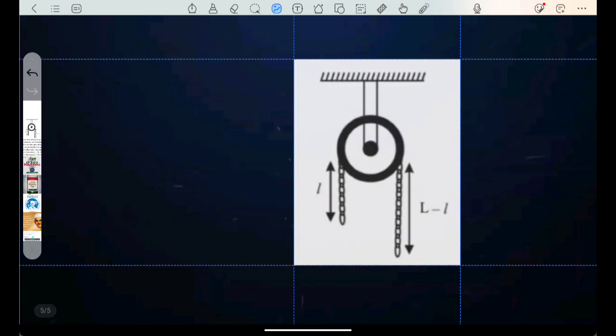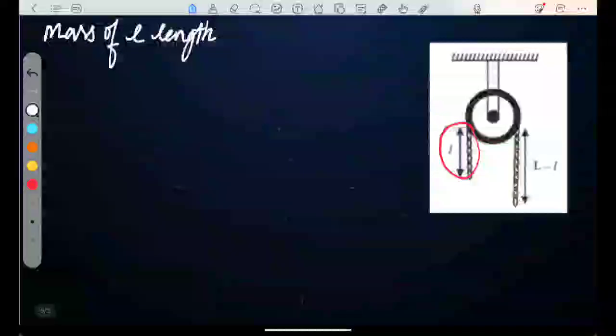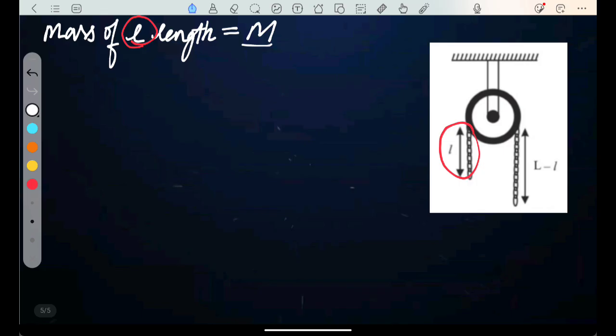The question is very clear, I think. Now the mass of this capital L length is m. Since the mass is uniformly distributed, the mass of one unit length of chain would be capital M by capital L. So this is the unit mass of the chain. Now for the mass of small l length of chain, I will multiply this with small l.